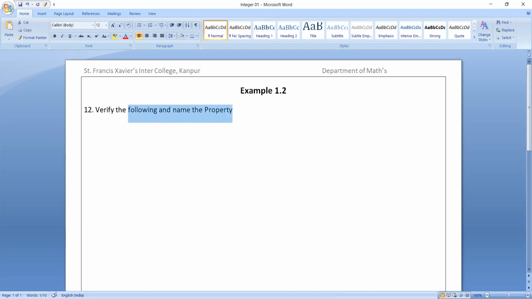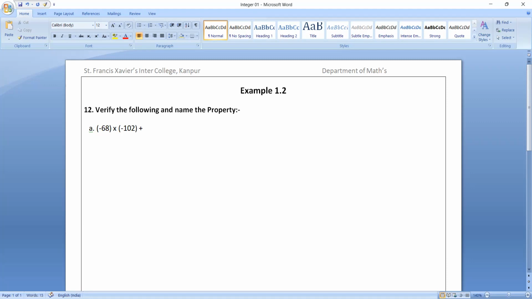So we have to verify this property by the name of this property. Okay, let's move on. First is, suppose I multiplied minus 68 into minus 102.